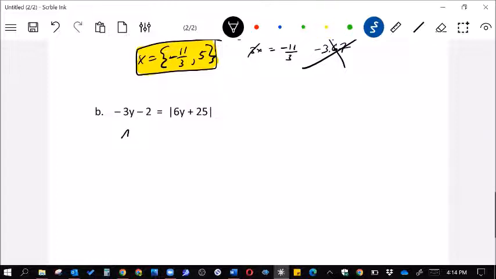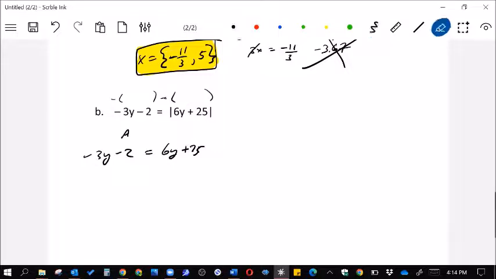So first one, for case A, it's just doing the problem as normal. For case B, I'm going to apply the negative. Now I could do the negative here, or I could do the negative here. It really doesn't matter which one. I'm tempted to do both, but I'm not sure of time.